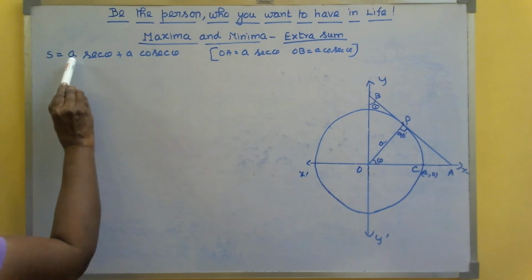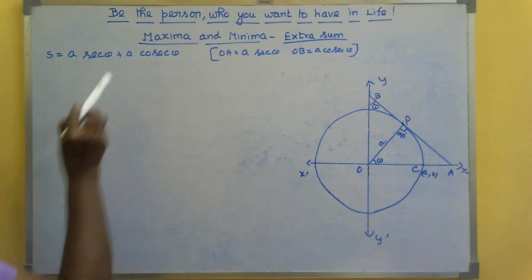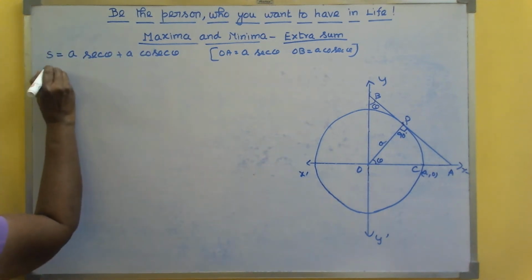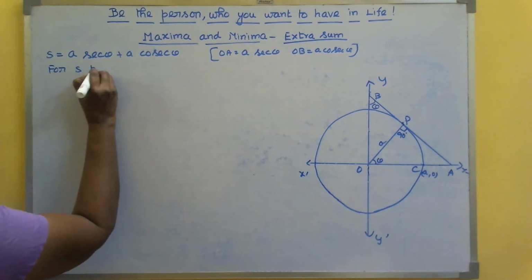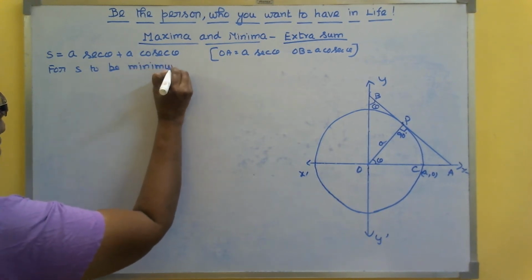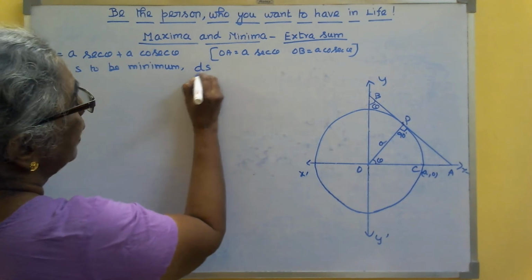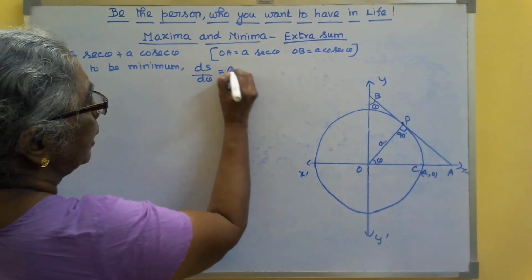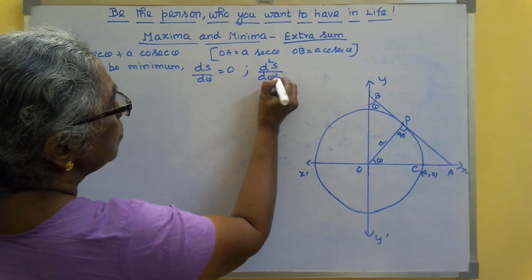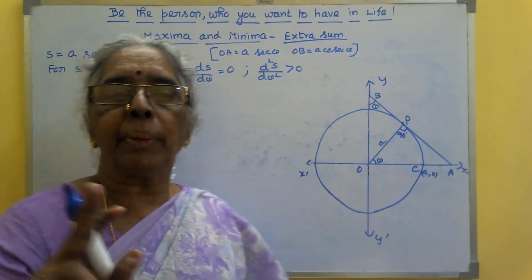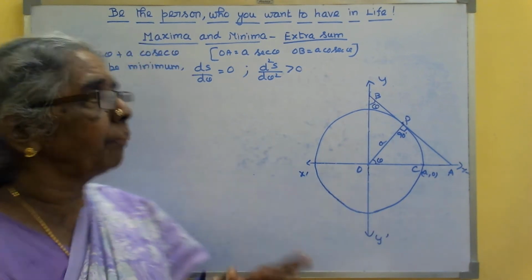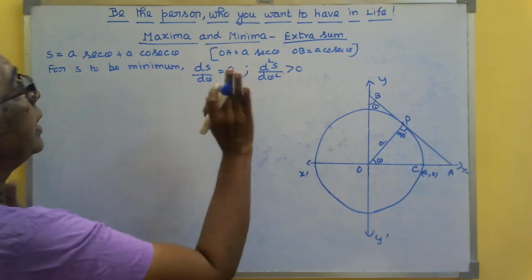S is equal to OA plus OB, which is a secant theta plus a cosecant theta. Now, if you want that S to be minimum, you know the two conditions, right? That is, the first derivative ds by d theta should be equal to 0 and the second derivative d square s by d theta squared should be greater than 0. These are the two conditions for s to be minimum. So let us find first the two derivatives.